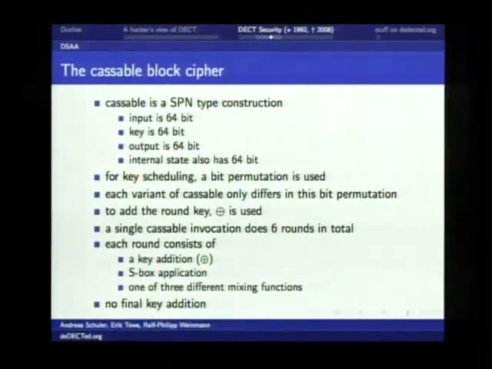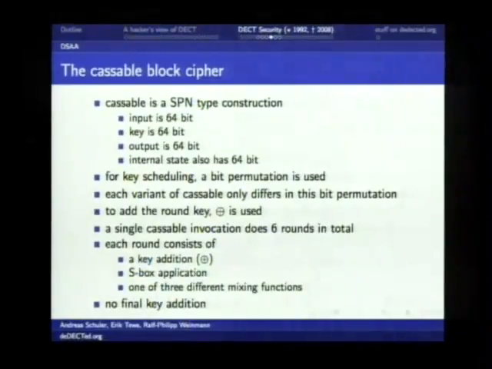It's a substitution permutation network. Input is 64-bit, the key is 64 bits, the output is 64-bit, and the internal state also has 64-bit. As a key scheduling function in the block cipher, a bit permutation is used, and each variant of these 4 Cassable block ciphers only differs in the bit permutation. And the round key is just added with an XOR to the cipher.